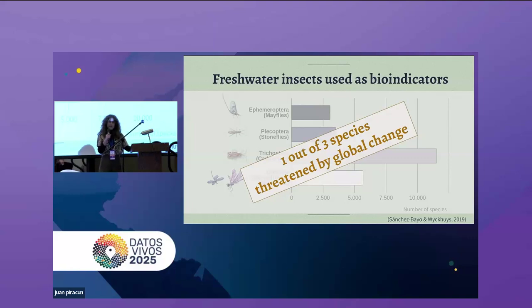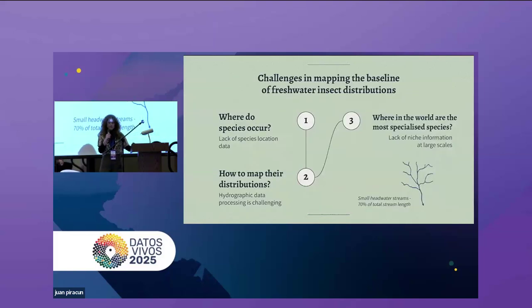So there are some challenges in general when we try to map the global aquatic insect biodiversity, or any kind of freshwater organism. First, data is scattered. Second, hydrographic data processing is really challenging, as you also saw from the previous presentations. So this leads to huge knowledge gaps on species distributions.